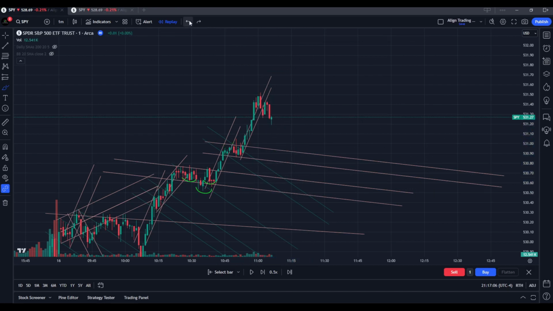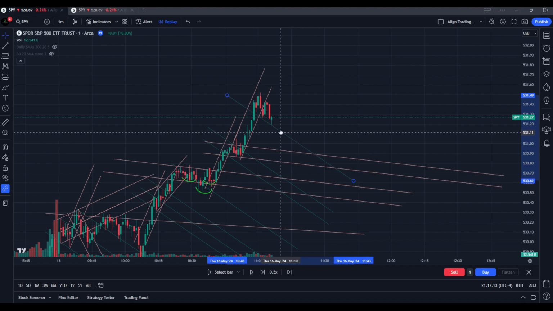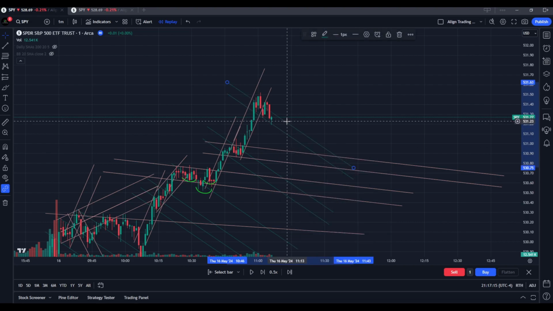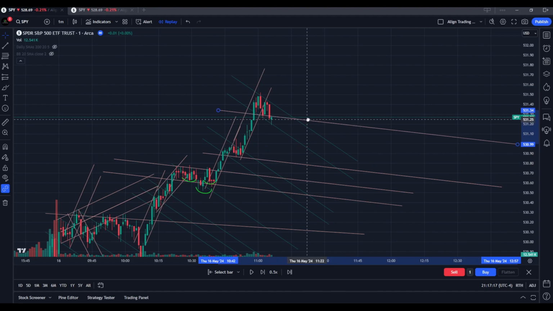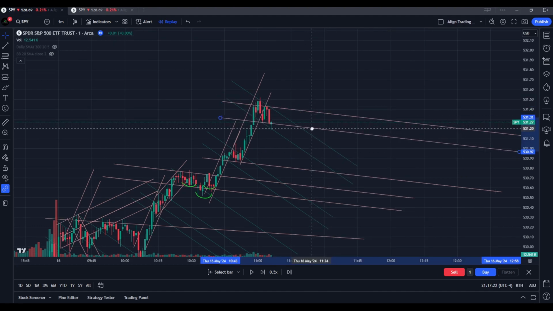Otherwise, we're going to be looking for that controlled selling algorithm right here, as well as the one right here. So if we drag this up again, we're going to see if it holds the price and gives us another entry.